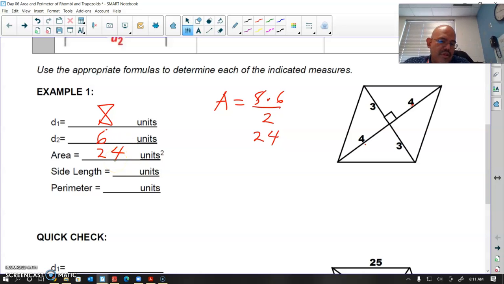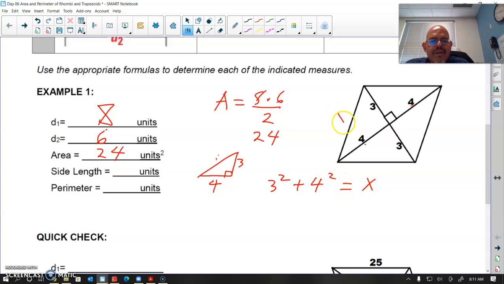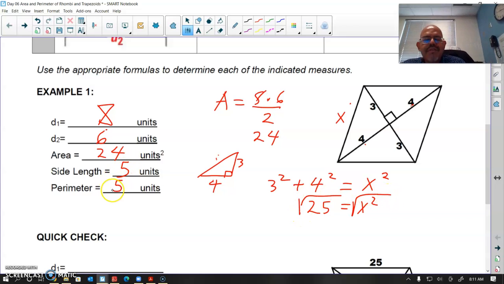Now, for the perimeter, we can't do that unless we find out what the length of one of the sides is. Unfortunately, we have a right triangle. So 3 squared plus 4 squared is equal to x squared. That's 9 plus 16, which is 25, equal to x squared. Take the square root, so that's going to be a side length of 5, so the perimeter is 20. And that's it for that one.